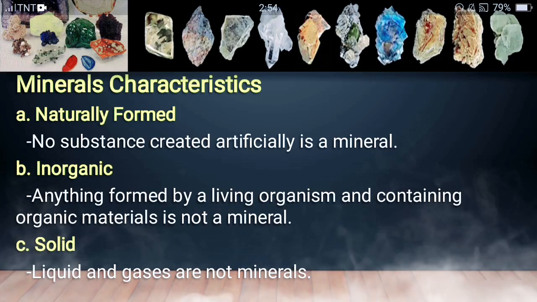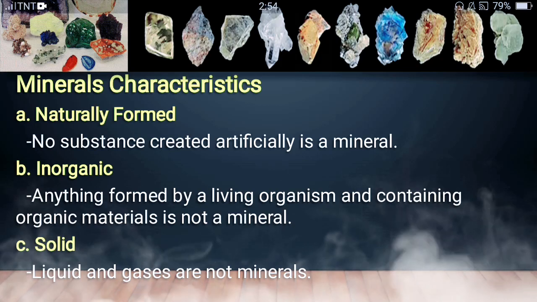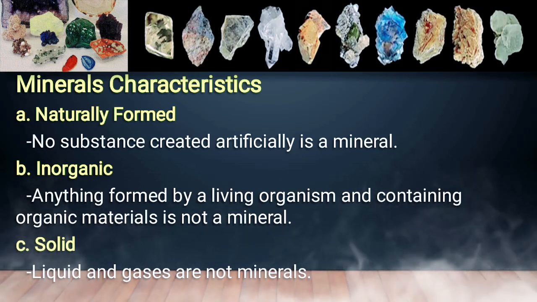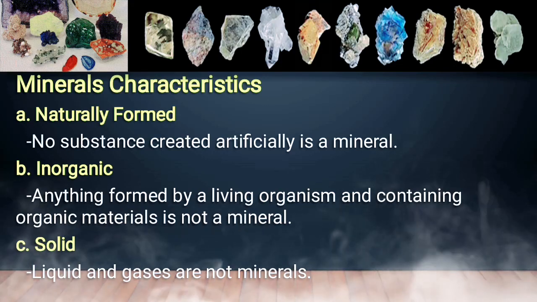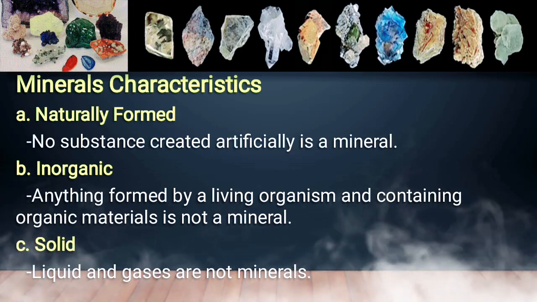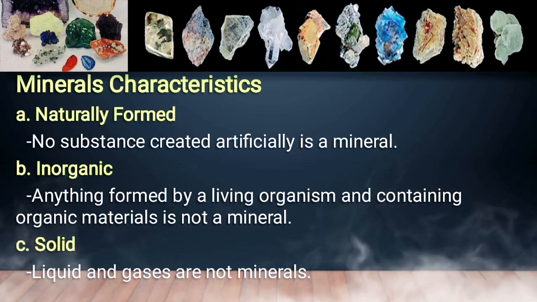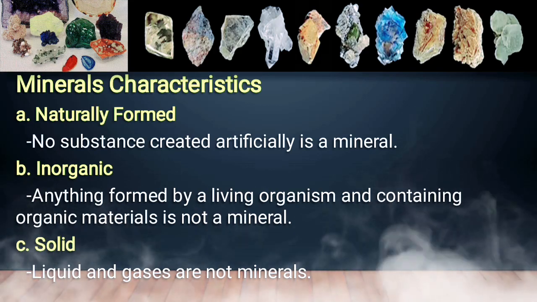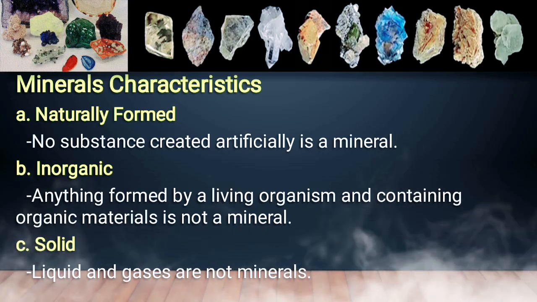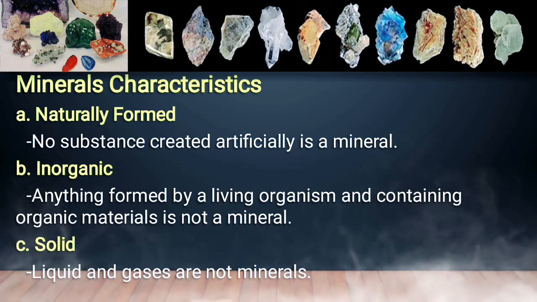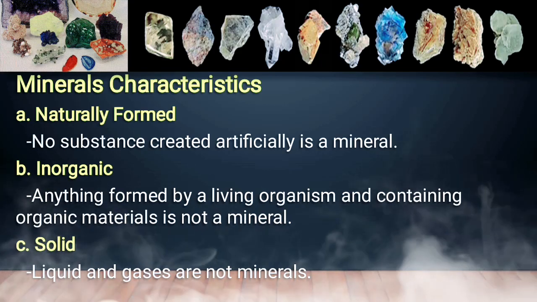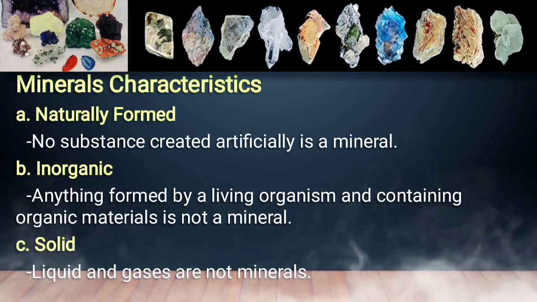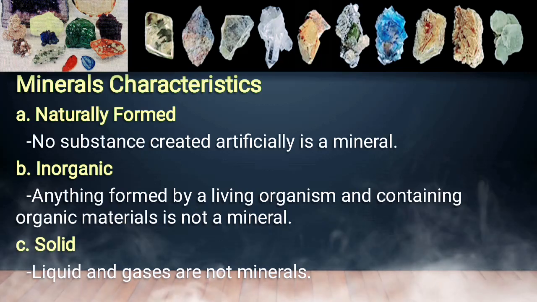There are 6 characteristics of minerals. A. Naturally formed. It means no man-made substances. No substance created artificially is a mineral. B. Inorganic, also known as a non-living form. Anything formed by a living organism and containing organic materials is not a mineral. C. Solid. Liquids and gases are not considered minerals.